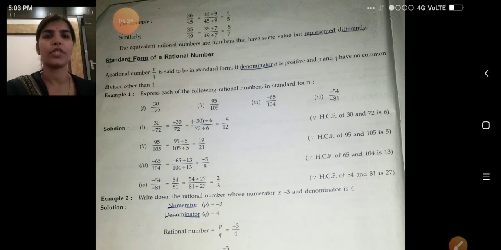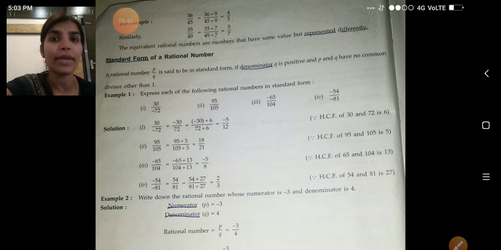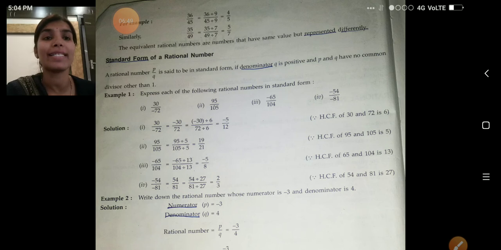Standard form of the rational number. We know that rational numbers are in the form of p by q. Standard form means we want to divide our rational number by the same or common divisor.